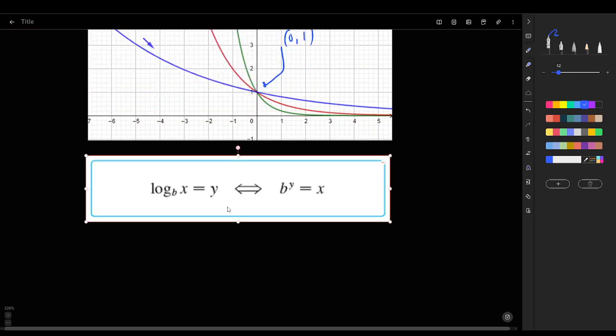So let's just say that the log base b of x, how could we pronounce it? The log of x base b is equal to y, which is equivalent to b raised to the power of y is equal to x. So it is just how we translate the exponential function to logarithmic functions, no?